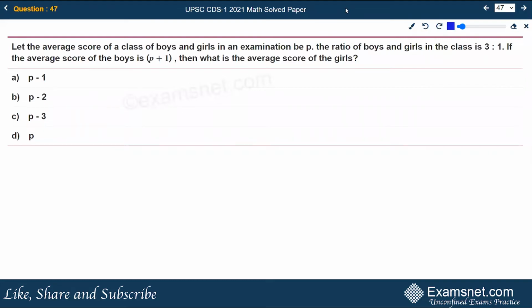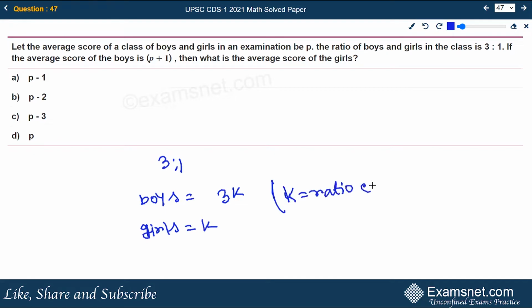In question number 47, we are given: let the average score of a class of boys and girls in an examination be P. The ratio of boys and girls in the class is 3:1. If the average score of the boys is P plus 1, then what is the average score of the girls? So here the ratio of boys and girls in the class is 3:1. So we can assume the number of boys as 3K and number of girls as K, where K is the ratio constant.